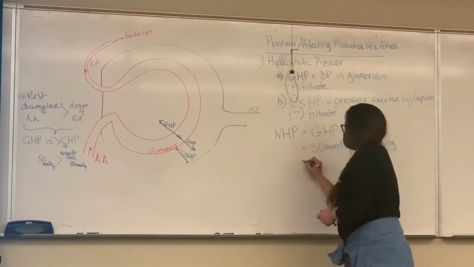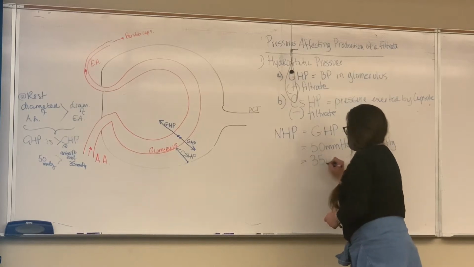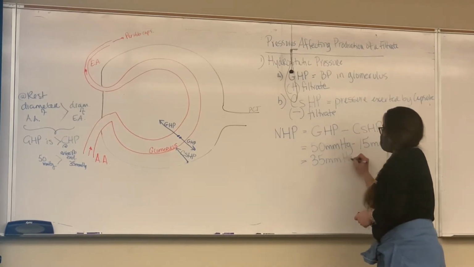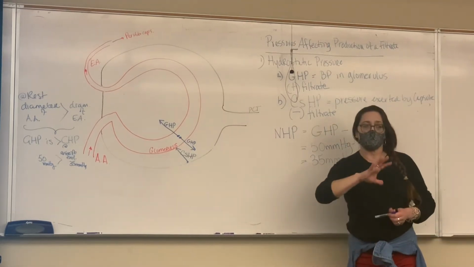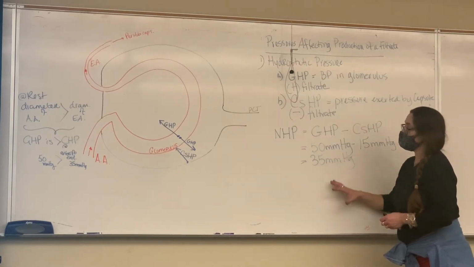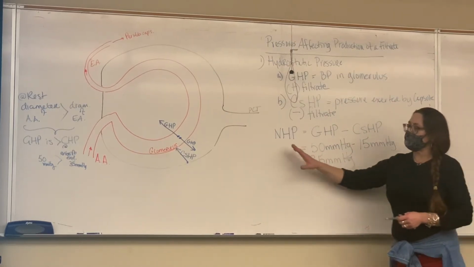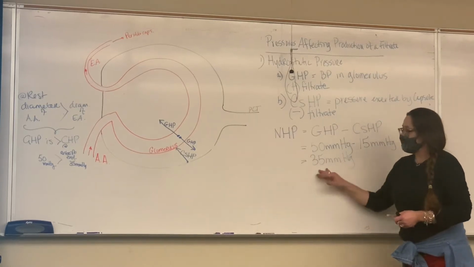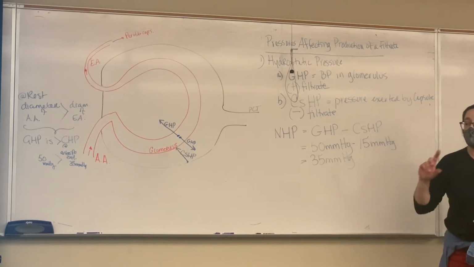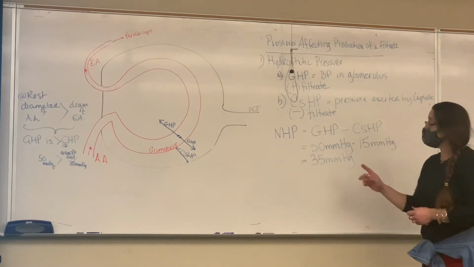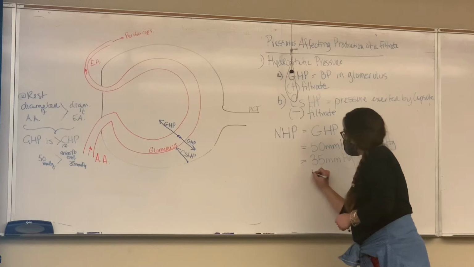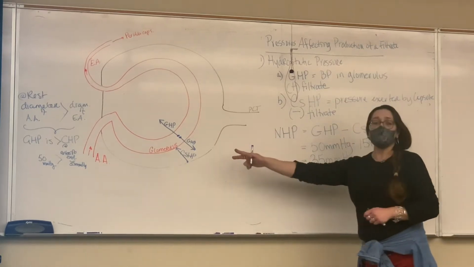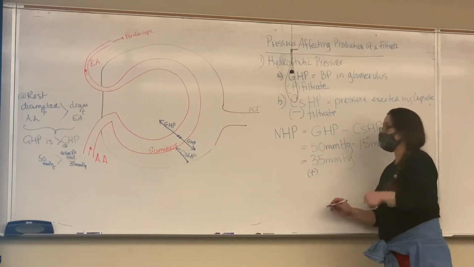When we add up these two numbers, we get a net hydrostatic pressure, and now we're back to that 35 millimeters of mercury again. What this says is when we add up only hydrostatic pressures, we get a net hydrostatic pressure of 35 millimeters of mercury. It's not very big, but it is positive. And because it's positive, that tells us that yes, based on these two forces, we will produce a filtrate.